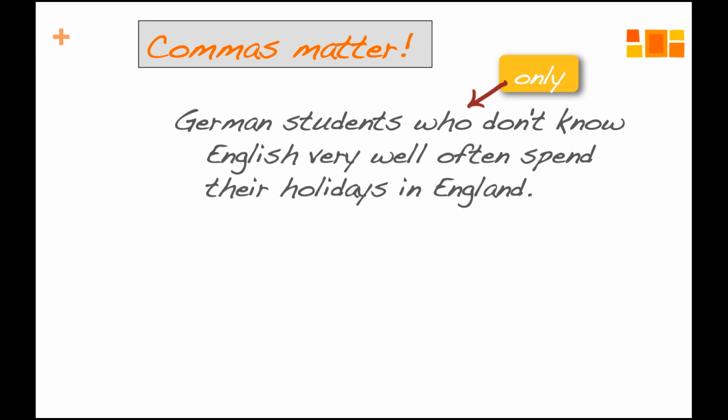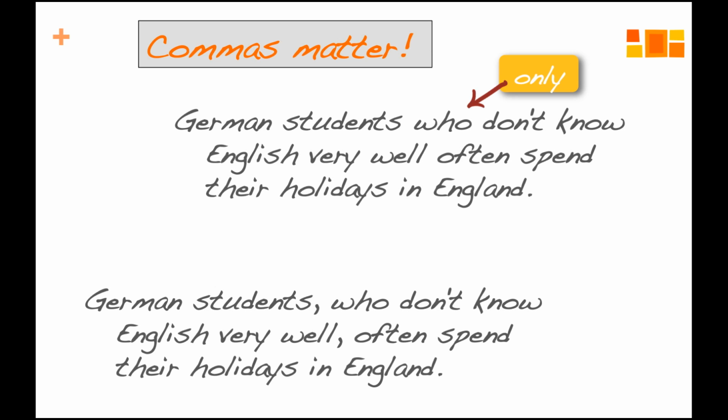Let's put commas in and see what happens. German students, who don't know English very well, often spend their holidays in England. Now the meaning is completely different. Now I'm saying all German students don't know English very well, and they all spend their holidays in England. First sentence again. Second sentence. The meaning is different, so be careful with those commas.